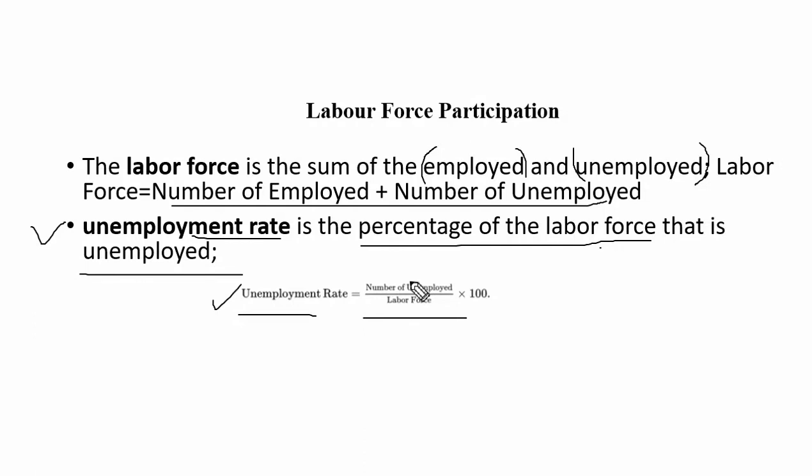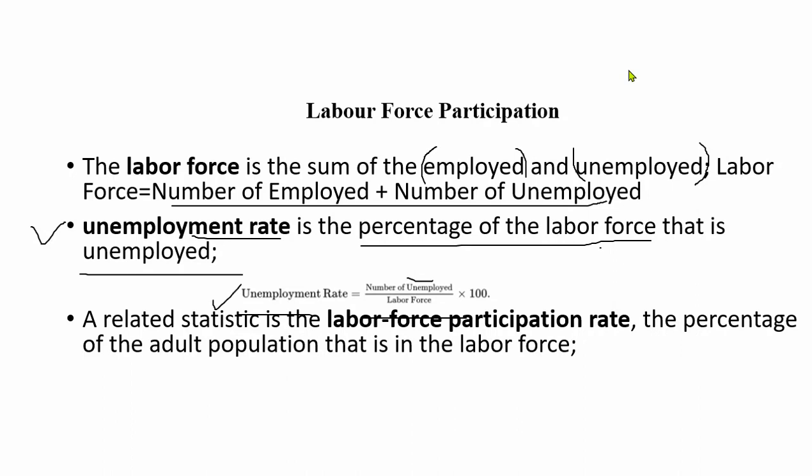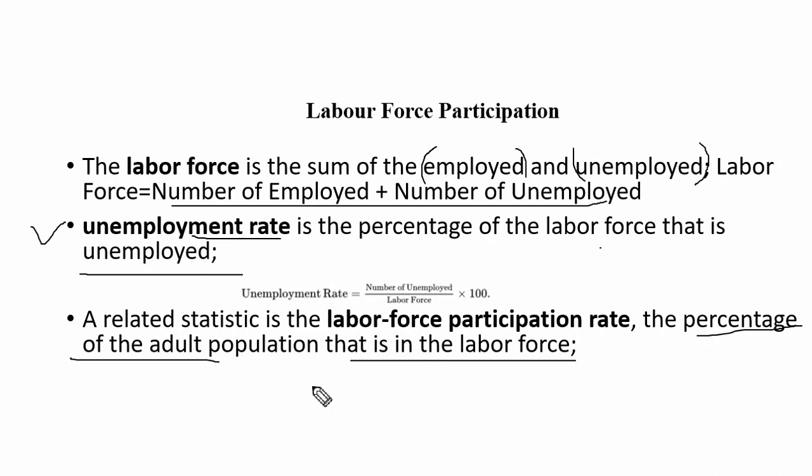So we are only taking the number of people who are unemployed, and we are looking at that with the denominator as labor force. Now let's look at what labor force participation rate is. By definition, labor force participation rate is nothing but the percentage of the adult population that is in the labor force. So what do we mean by adult population?